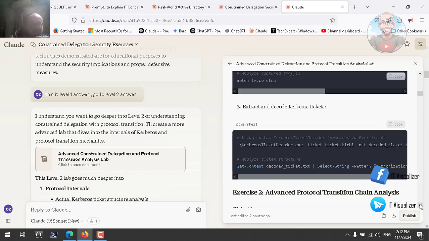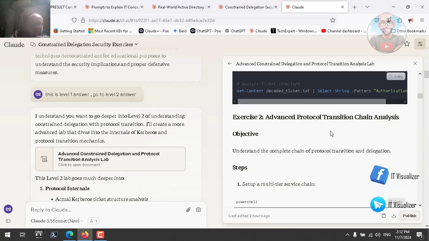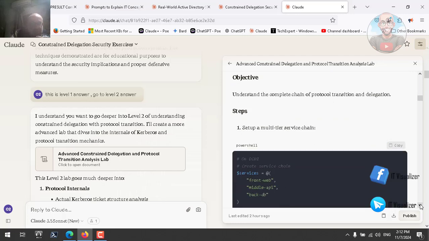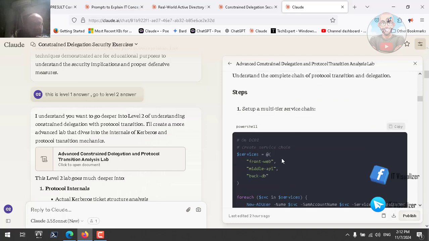Okay, so this is a very, very advanced technique. Advanced protocol transition chain analysis: understand the complete chain of protocol transition and delegation. Here it says to set up a multi-tier service chain.